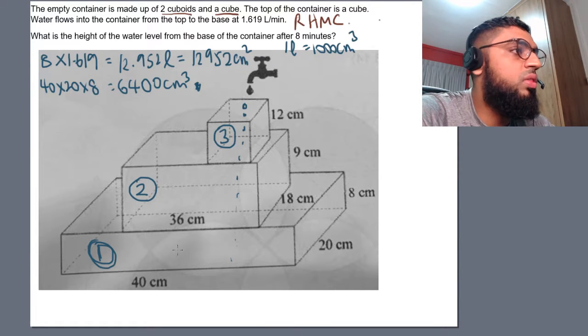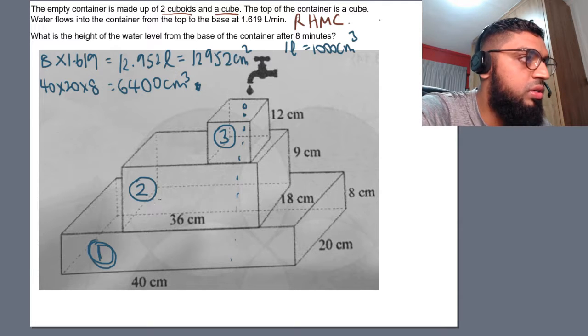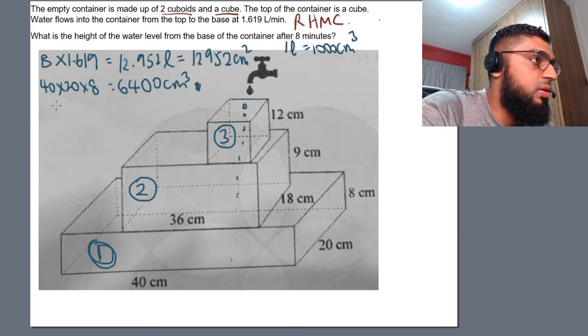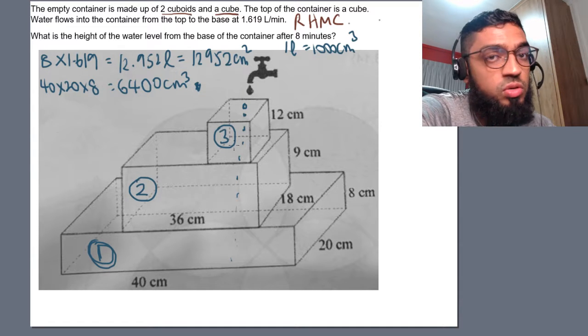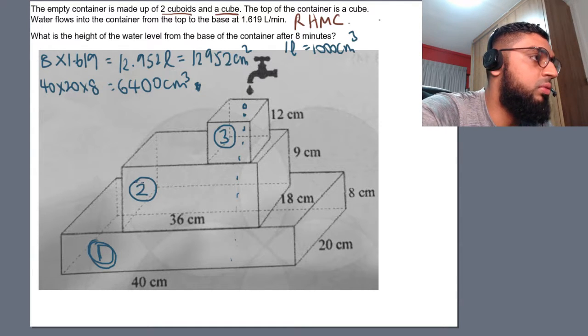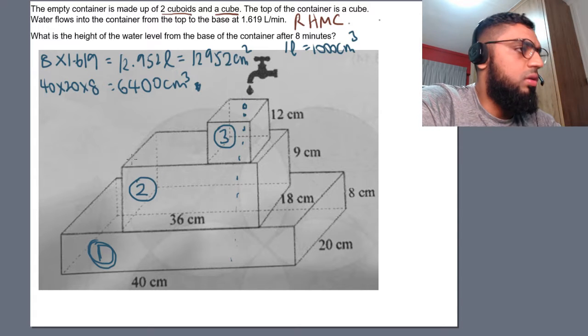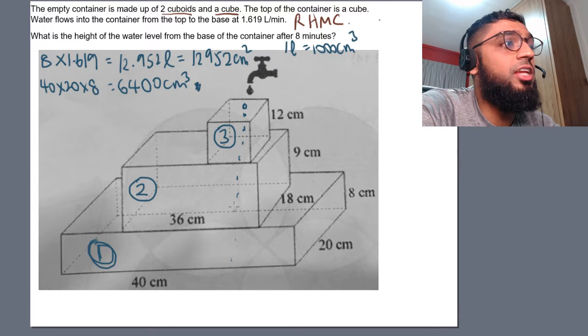Okay, so the water will definitely flow over the first cuboid. So where will it flow? Will it be in the second cuboid? Will it be in the third cube? Let's find out by finding out the second cuboid's volume.